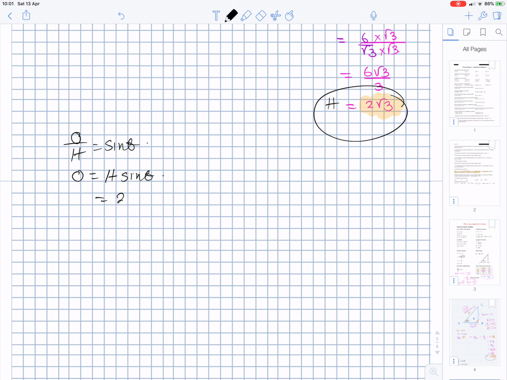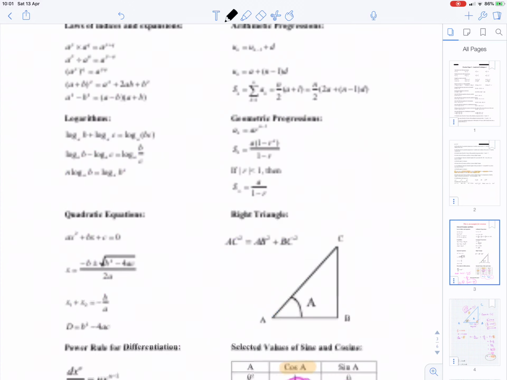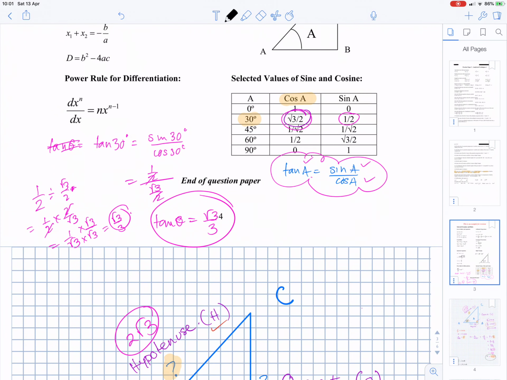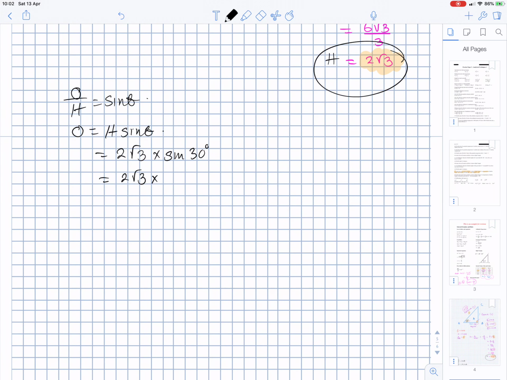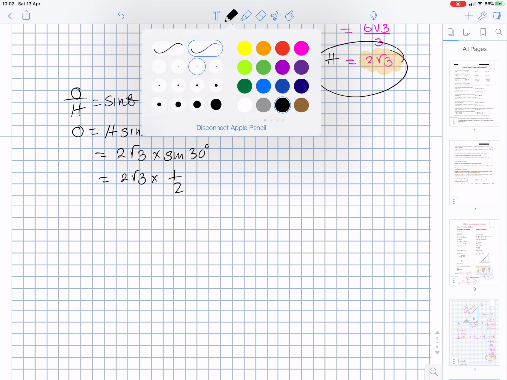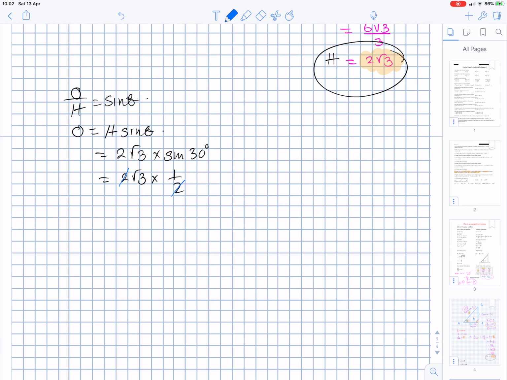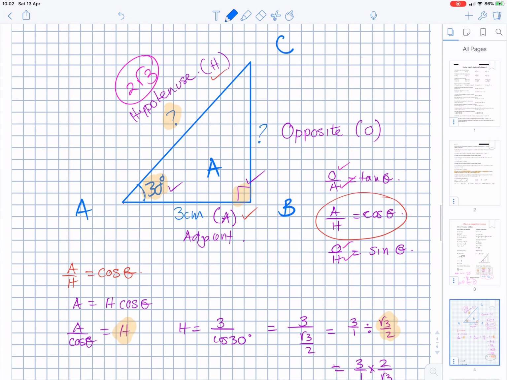So 2 root 3 times sine of 30 degrees. So we just need to figure out what sine of 30 degrees is. Go back here, sine of 30 degrees is half. So this is going to be times half, which basically means that this 2 cancels with that 2. So we are left with just root 3. So the opposite side is root 3.